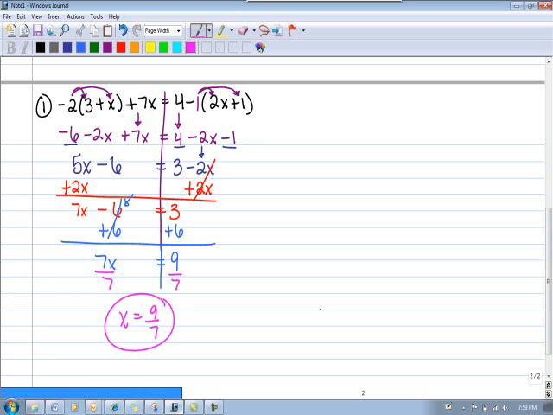Okay. And just like the other problems, you could go ahead and plug this number back in, or substitute back into the original problem, and check your work. But to save time right now, we're going to move on to example 2. I'll let you guys do that on your own.